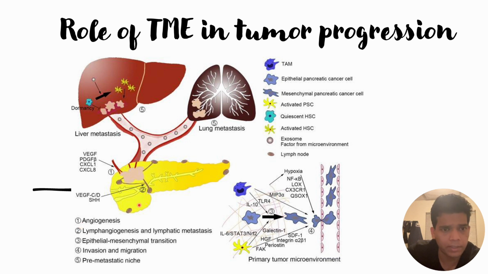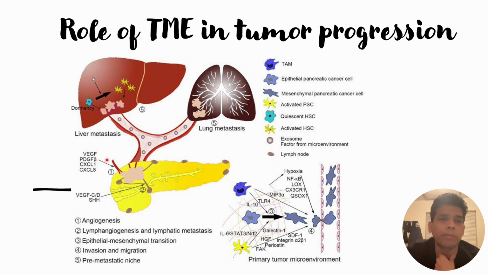Angiogenesis. This tumor microenvironment helps in angiogenesis formation, that can help in providing the nutrients that are essential for the growth of these tumors. And this angiogenesis formation will be supported by the activation of signaling pathways, that is VEGF, PDGF beta, CXCL1 and CXCL8.